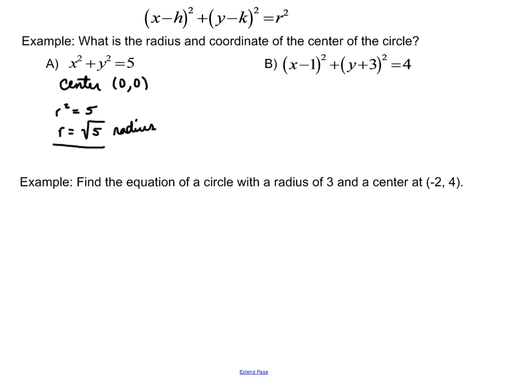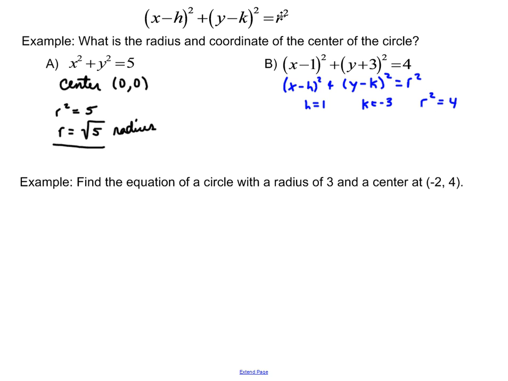How about our second circle over here? We've got (x minus 1) squared plus (y plus 3) squared is equal to 4. If we make this fit with our standard form model over here, (x minus h) squared plus (y minus k) squared set equal to r squared, what are we saying? It looks like h is being replaced with 1, and k is being replaced with negative 3. Why negative? Yeah, that's right. The subtraction of a negative becomes plus. And of course, r squared is equal to 4.